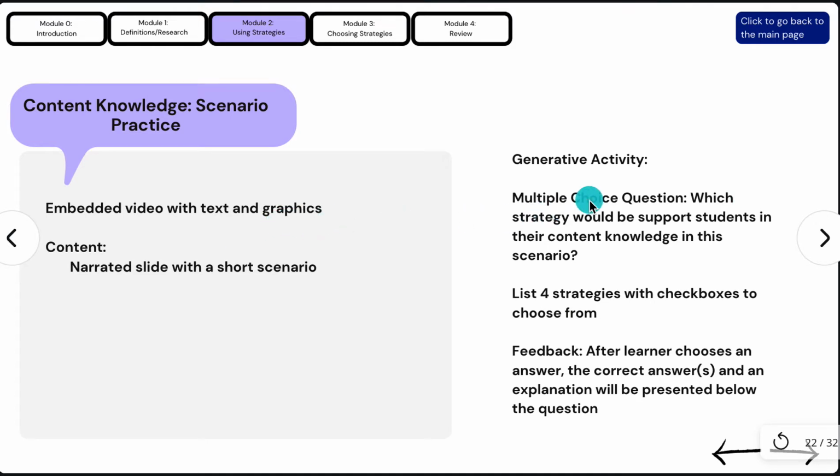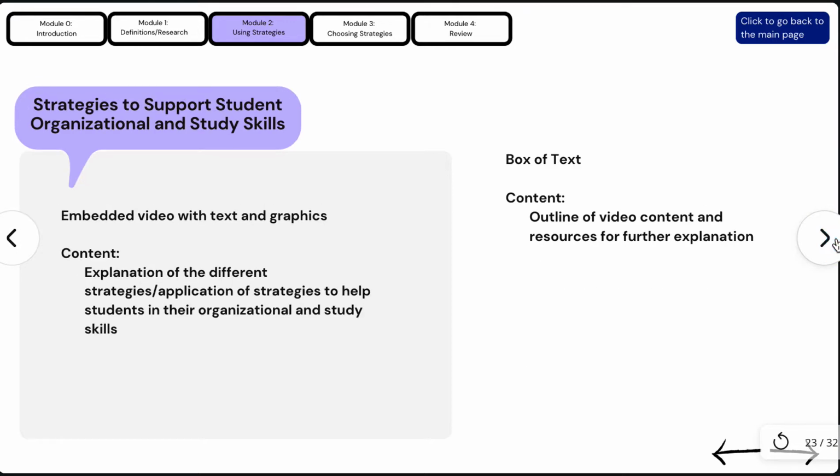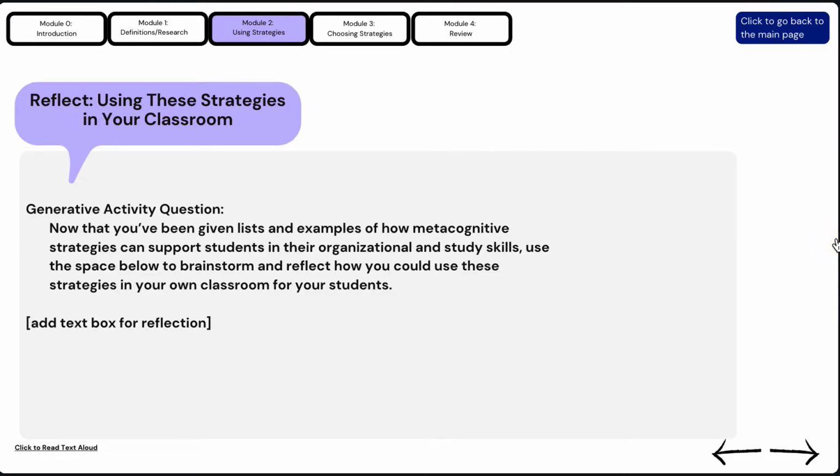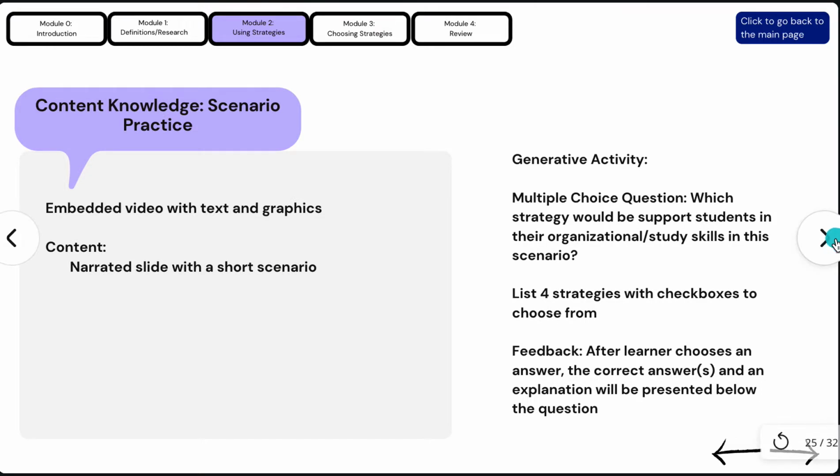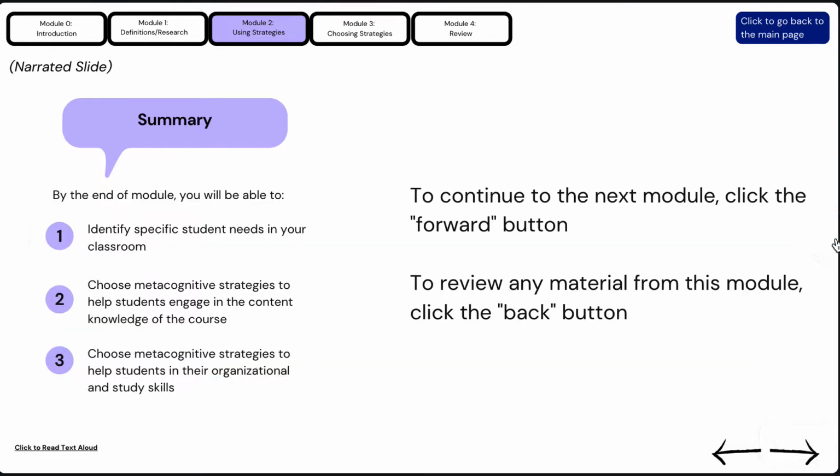There would be a multiple choice question, answer, same thing as module 1. Feedback would show up on the exact same slide. So go through the same process with study skills: video, reflection, scenario, multiple choice on the same slide, and then that would be the end of that module. So this is definitely the practice one.